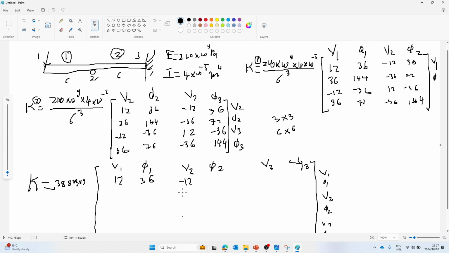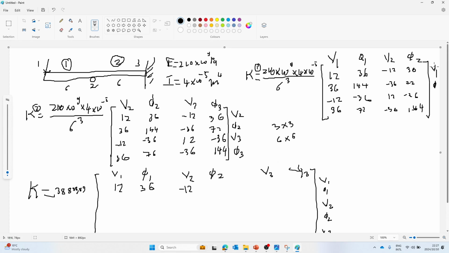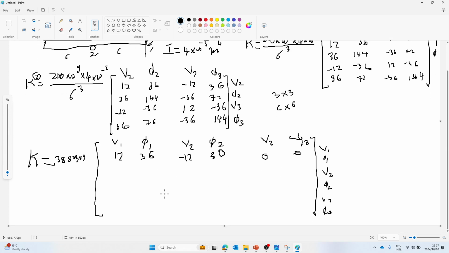So what we are doing is, for instance, V1, V1. This is V1 and you have V1. What is the value? 12. That's why it is 12 here, Mr. Bubakar. Phi 1, V1. What is the value? 36. Phi 1, V1, 36. V2, V1. What is the value? Minus 12. Phi 2, V1. What is the value? 30. Now, V3, V1. We don't have any relation between 3 and 1. That's one of the reasons why this side here, you fill it with 0. Easy as that.